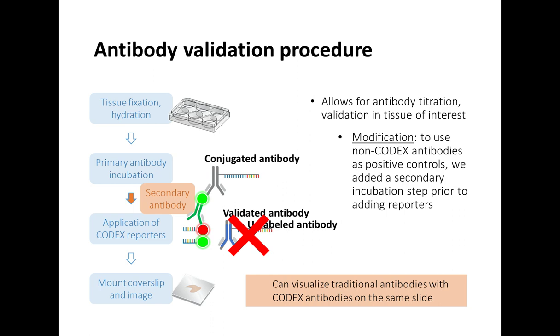And so what we came up with was, in addition to staining with our newly conjugated antibody, we also added an unlabeled antibody to that incubation step. And then before we incubated with those CODEX reporters, we actually added a traditional secondary antibody and incubated just in the storage buffer that's provided with the staining kit from Akoya. And this allowed us to successfully visualize both traditional antibody and CODEX antibody on the same slide. So that was really key in helping us to feel confident that our newly conjugated antibodies were staining the correct cells.